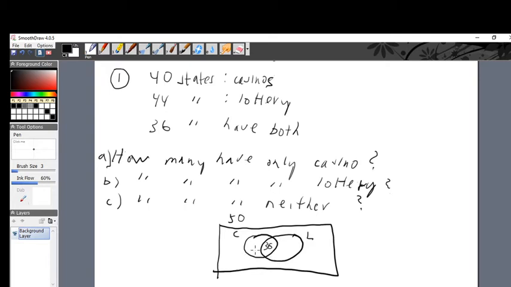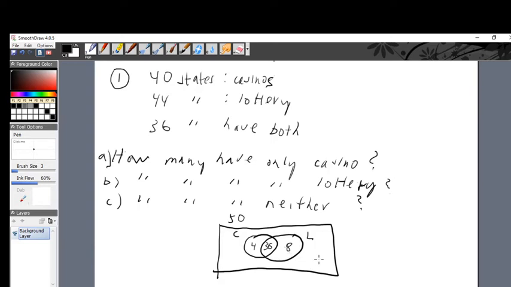As far as casinos alone, it's going to be 40 minus 36. And there's going to be 4 having casinos alone. Because that's minus the 36 that have both. Right? If they have both, it's not part of the casino alone. And the lottery is going to be 44 minus 36, which is going to be a total of 8 lottery alone.